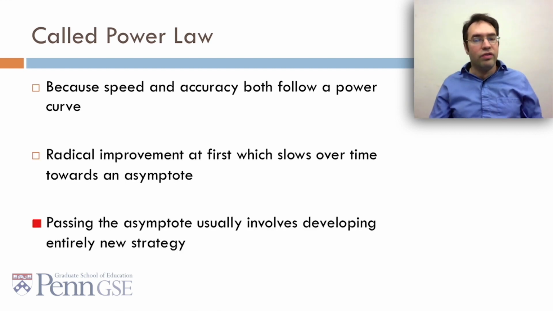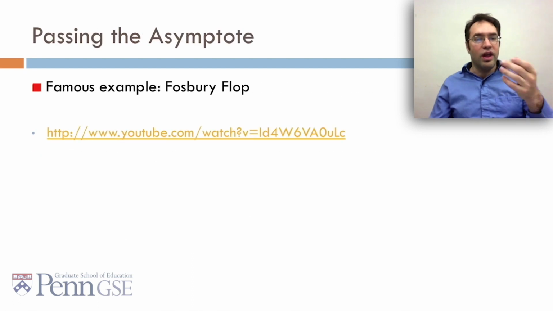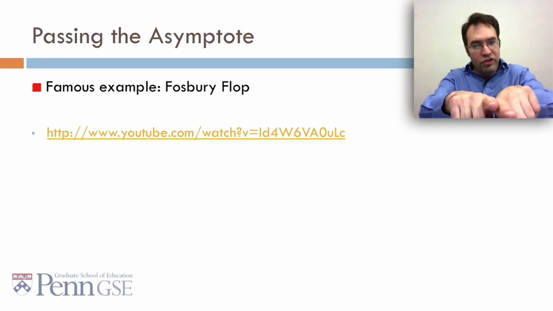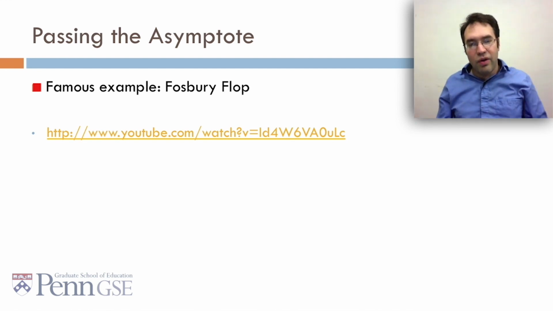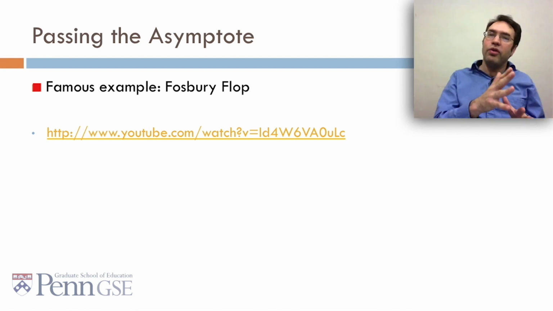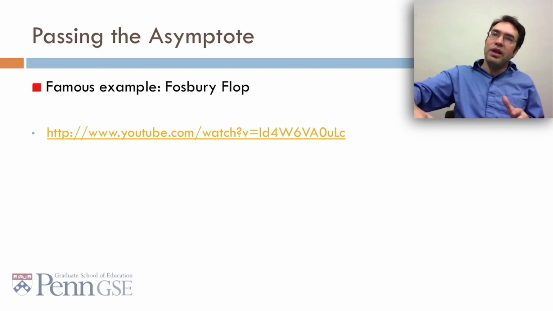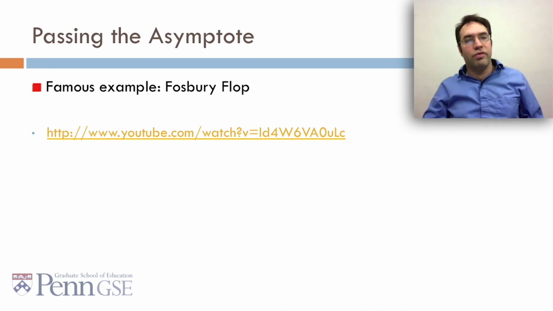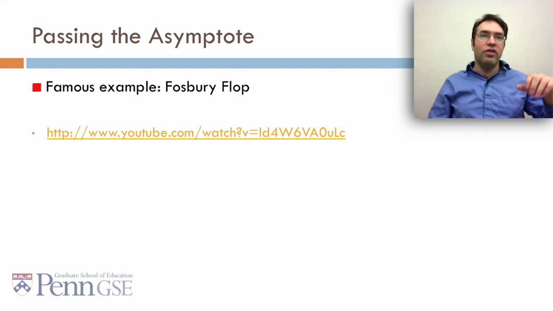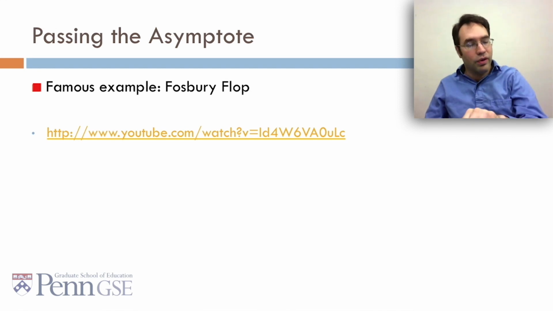Passing the asymptote usually involves developing an entirely new strategy. For example, take the classic example of the Fosbury flop. I'm not actually going to embed the video here, but I encourage you to copy this out and go into YouTube and take a look. The Fosbury flop was a way that people were able to jump in a new way that made them able to jump higher than they ever had before. There's other asymptotes. For example, when you're learning long division, finding shortcuts that make division faster that allow you to just go faster than you did before.